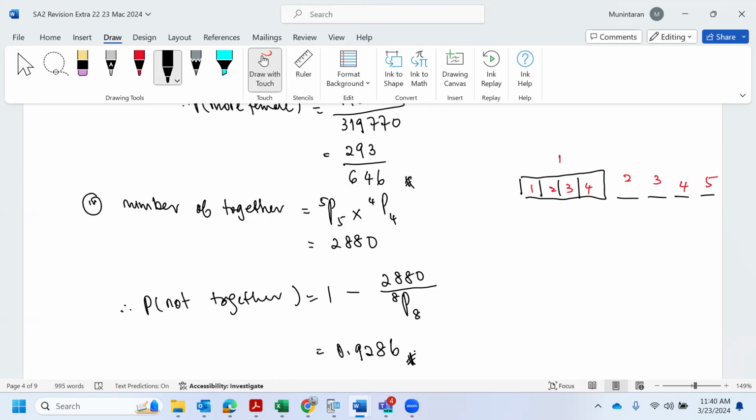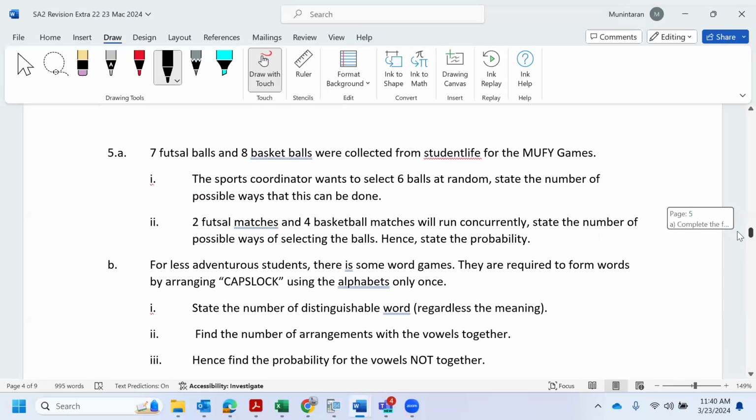Okay, this is where the 8 people have already been selected. Any questions? Combination, permutation. Another question, combination and permutation. You have the same scenario.